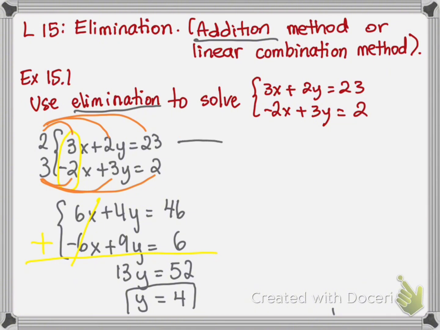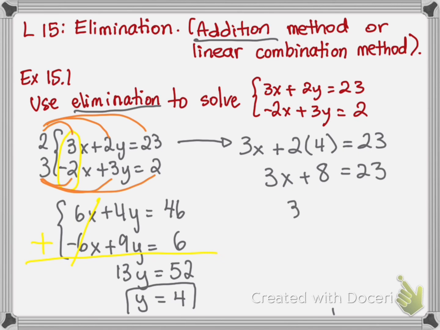Now I go back to one of these two, whichever I want. I'm going to work with the one on the top to find x. And I'm going to substitute the value of the y that I just found. I found that y is 4, so I changed the y for a 4. And now I just solve this equation as usual. 2 times 4 is 8. And then I pass the 8 to subtract. 23 minus 8, which is 15. And then the 15 divided by the 3, which is 5.